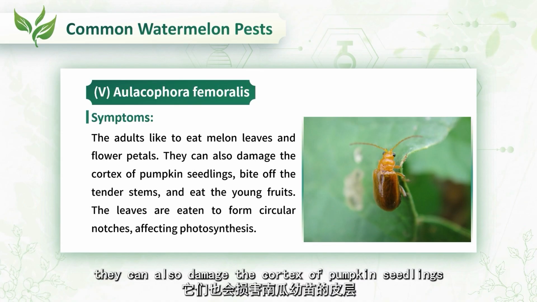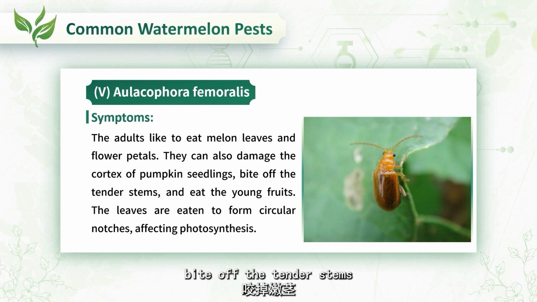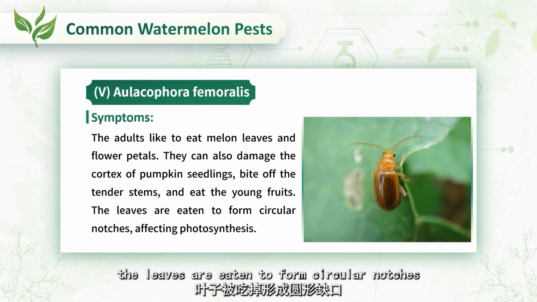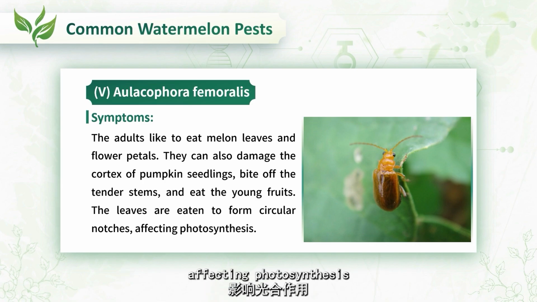They can also damage the cortex of pumpkin seedlings, bite off the tender stems, and eat the young fruits. The leaves are eaten to form circular notches, affecting photosynthesis.